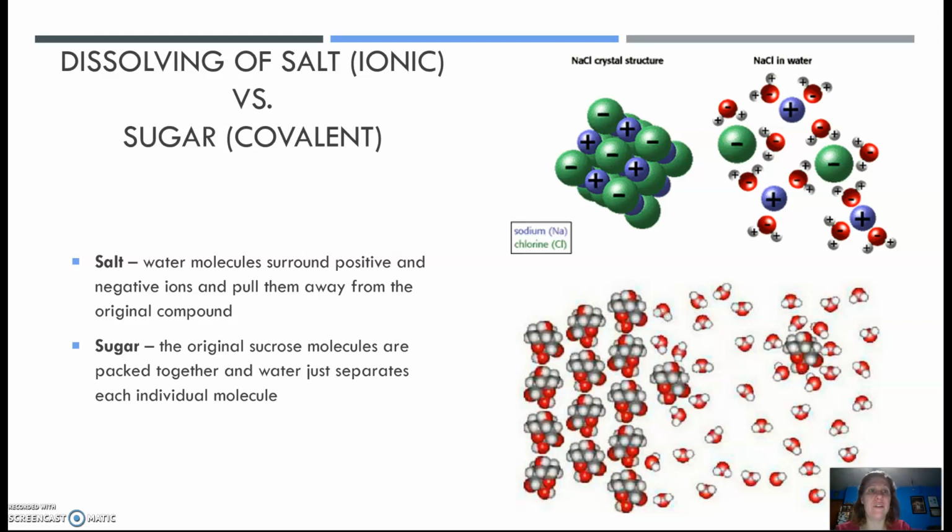So why are they different? Ionic compounds, when they dissolve, split apart into their plus and minus ions. So this is table salt. The blues are the Na and the greens are the Cl. 1 Na, 1 Cl. That's the structure. But when it dissolves in water, this is what happens. The water comes along and the negatives attract to the positives in the water, and it completely splits apart into 2 different things.